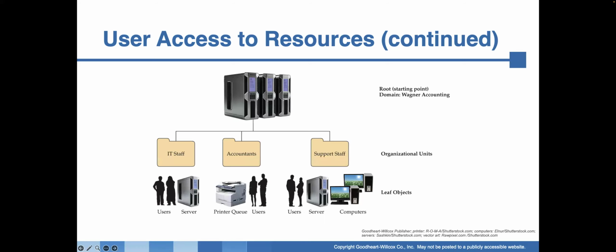And here is the diagram explaining what I just mentioned. You can see the root, that's the root domain, and you can see the OUs, the organizational units, which are the different departments in this context: IT staff, accountants, which is the accounting department, and support staff. The leaf objects represent the resources, and these are the different resources: the users, the servers, the printers, and the computers.